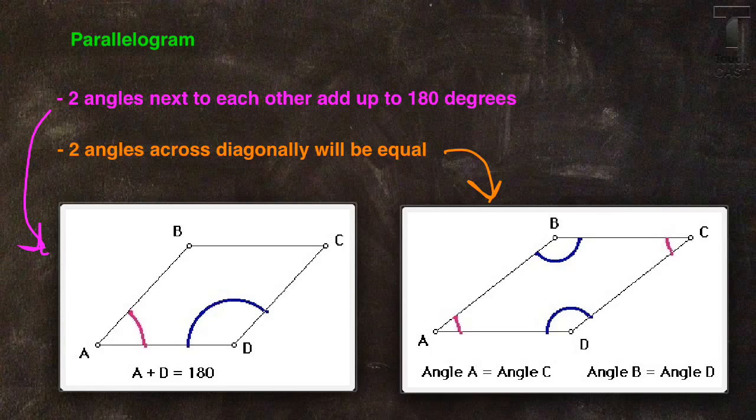If two angles are across from each other diagonally, like angles B and D are in this picture, they will actually be equal. So that means that angles A and angle C will also be equal to each other. So if you're ever missing an angle in a parallelogram, see if it's on the opposite side of another angle, then you know that they'll be equal. Or see if it's next to another angle, and then you can just see what the sum of those two angles would need to be to make them 180 degrees.